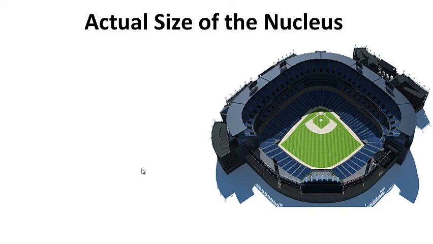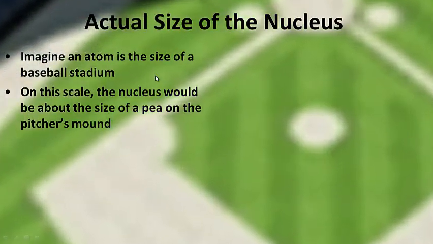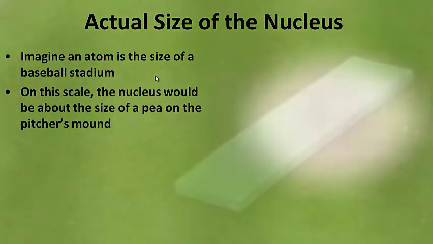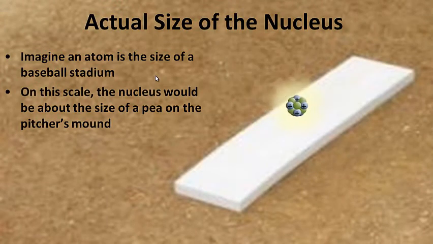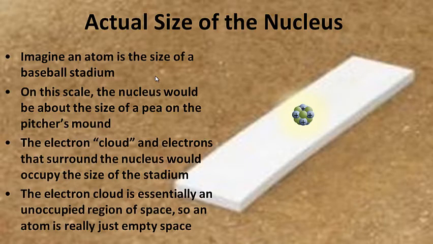Okay, so the actual size of the nucleus. Most models of atoms are not to scale. So let's consider the actual size of the nucleus. Imagine an atom is the size of a baseball stadium. On this scale, the nucleus would be about the size of a pea on the pitcher's mound. The electron cloud and electrons that surround the nucleus would occupy the size of the stadium. So the nucleus is incredibly small compared to the entire size of the atom. The electron cloud is essentially an unoccupied region of empty space. So an atom is really just empty space.